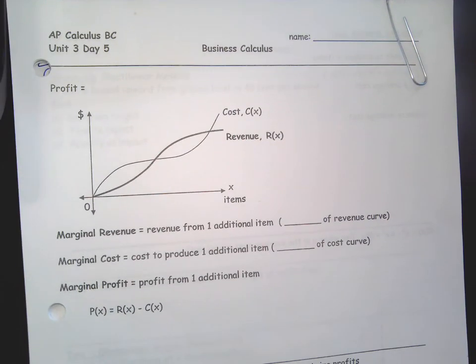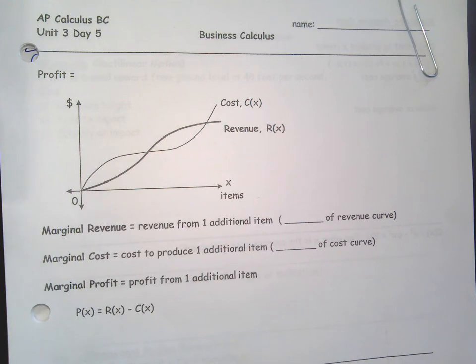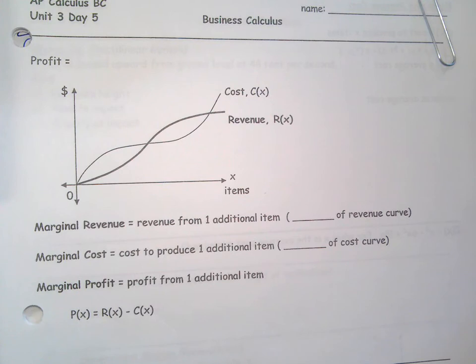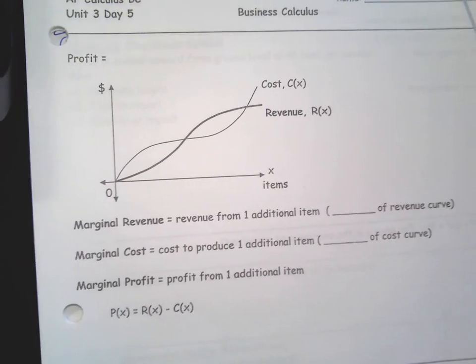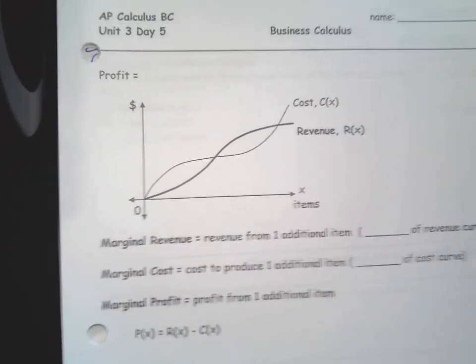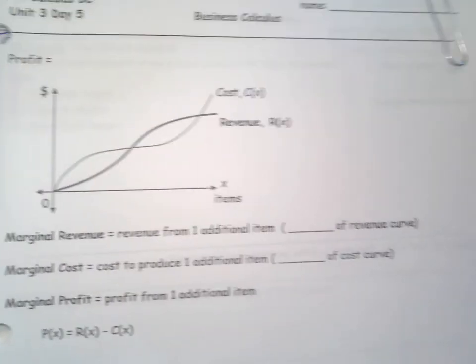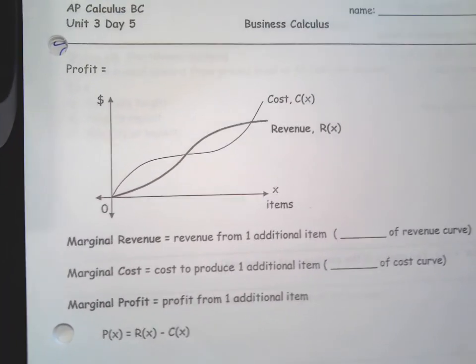Okay, PCAP BC, Unit 3, Day 5, lesson. So we're going to continue with our optimization ideas, but apply them to some more business type problems with revenue and profit and costs and things like that. That's a new twist on what we were doing last year. So we didn't really do anything exactly like this. So I'll give a little background on it.